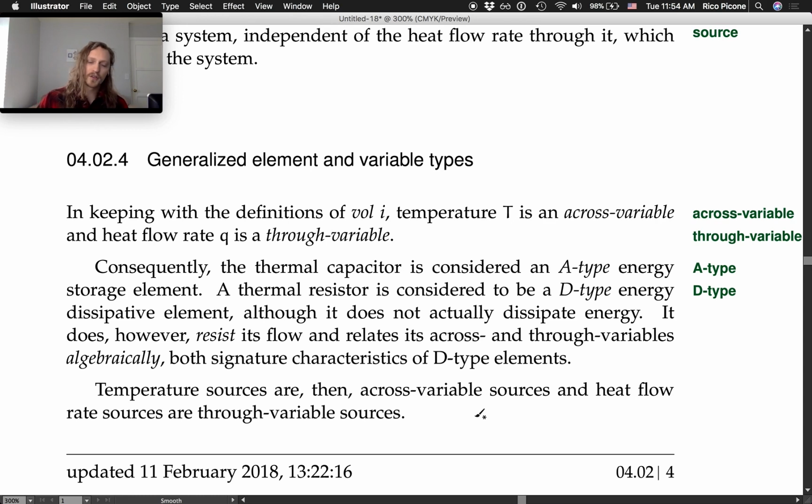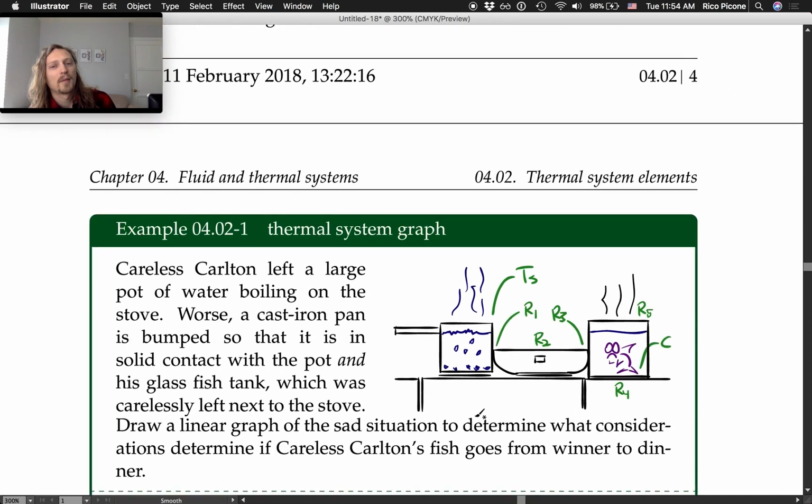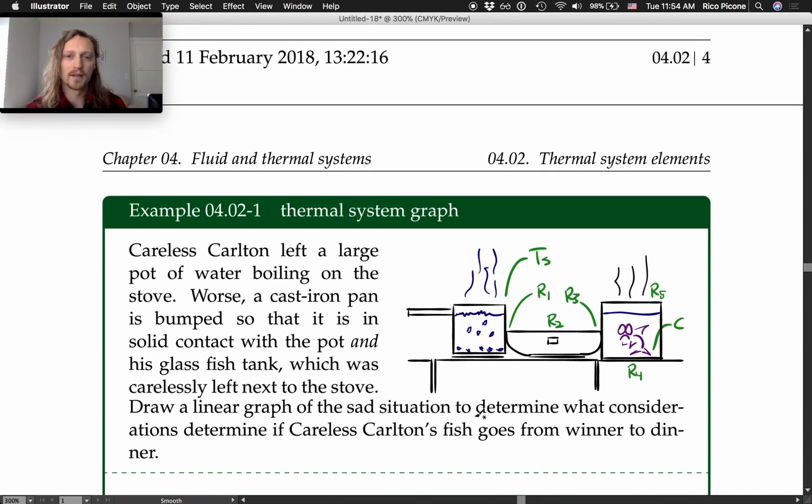So all of our construction rules for linear graphs, taking a linear graph and constructing a normal tree and then deriving a state space model from that, can apply for these thermal systems, where thermal capacitors are A types and thermal resistors are D types. I'm going to actually do it. It's fun.